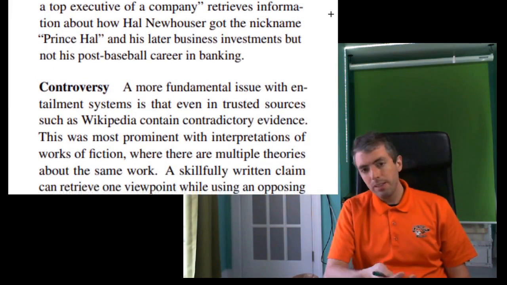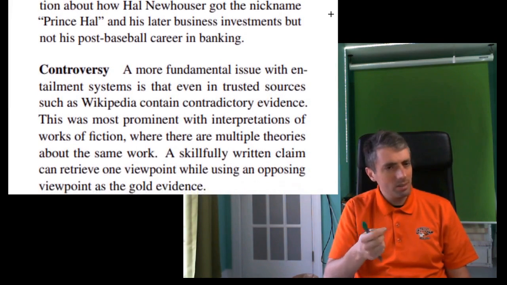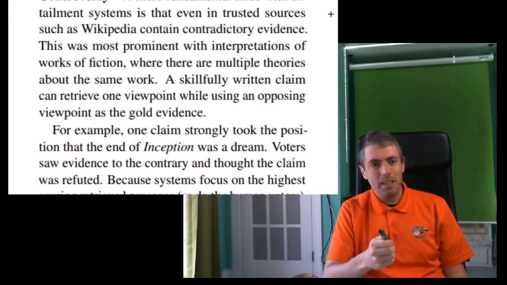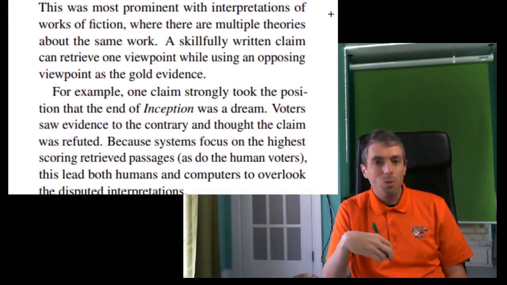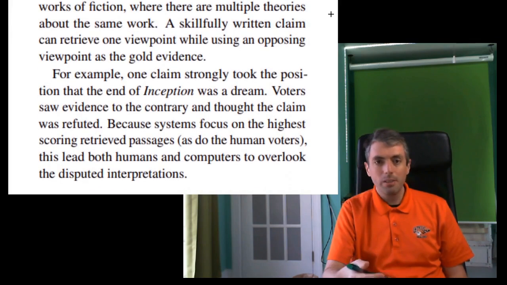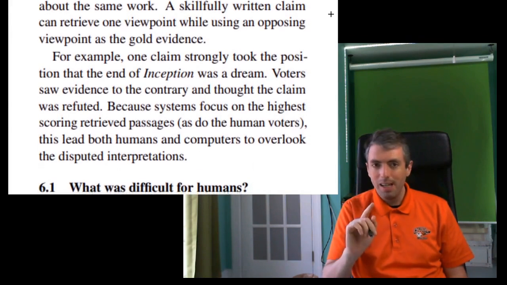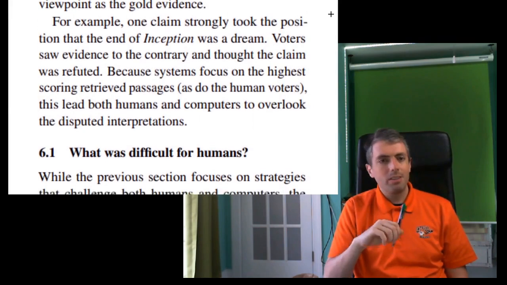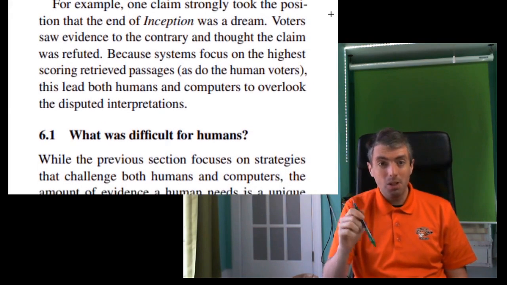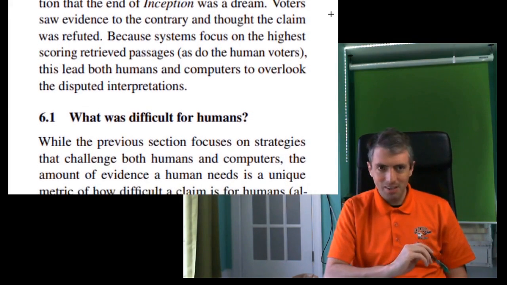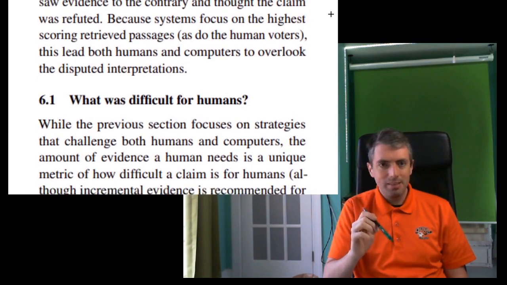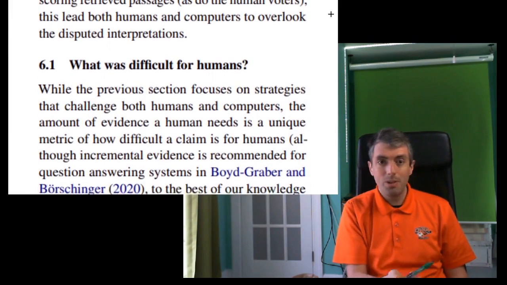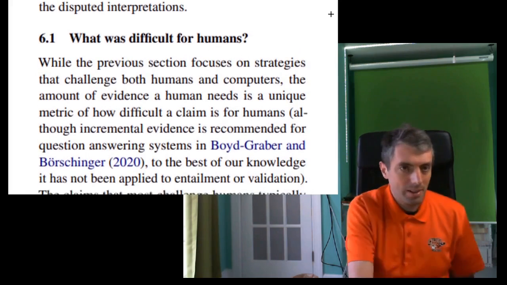Controversy. A more fundamental issue with entailment systems is that even trusted sources such as Wikipedia contain contradictory evidence. This was most prominent with interpretations of works of fiction, where there are multiple theories about the same work. A skillfully written claim can retrieve one viewpoint while using an opposing viewpoint as the gold evidence. For example, one claim strongly took the position that the end of the movie Inception was a dream. Voters saw evidence to the contrary and thought the claim was refuted. Because systems focus on the highest scoring retrieved passages, as do the human voters, this led both humans and computers to overlook the disputed interpretations.